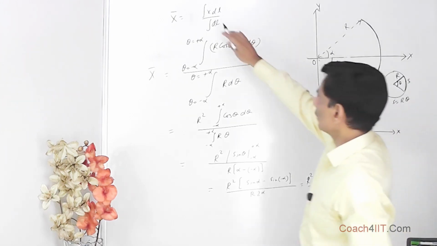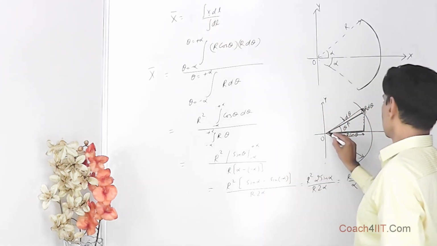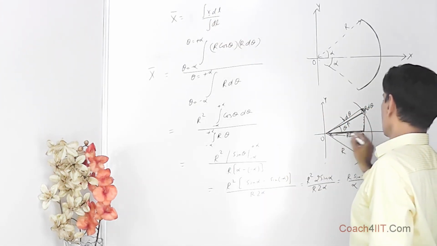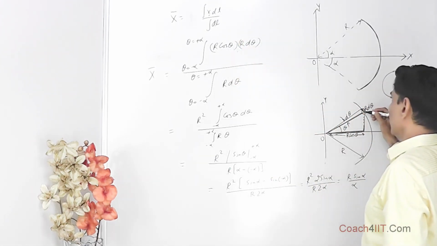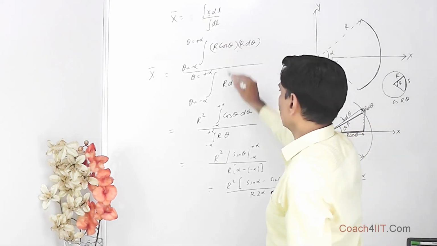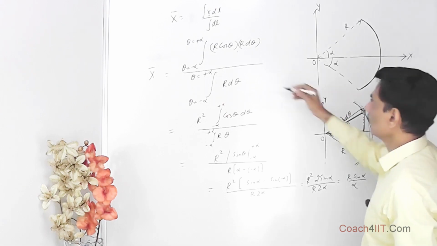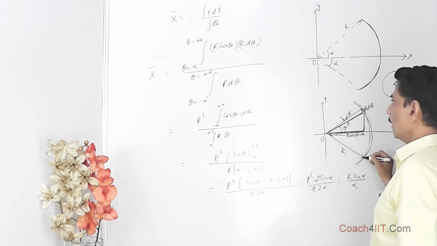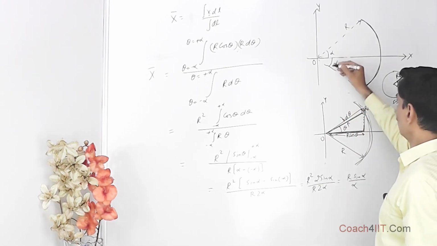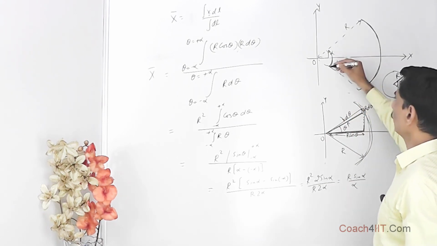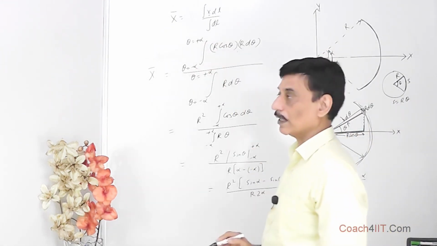We have x dl over integral dl. So what is x? What is the distance of this particle from here? It is r cos theta. And what is dl? dl is r into d theta. So we have r cos theta times r d theta over integral r d theta. If we integrate it from here to here, obviously we will get the total length. And what are the limits of theta? Theta varies from minus alpha to plus alpha.